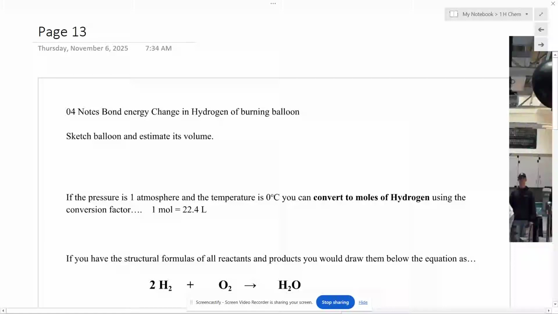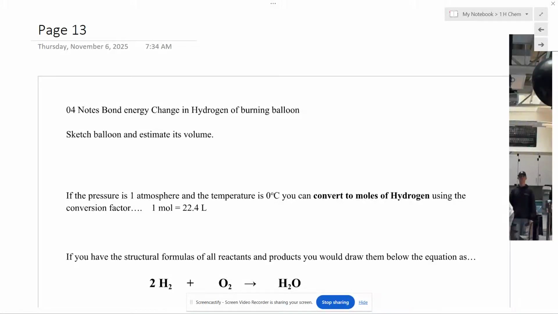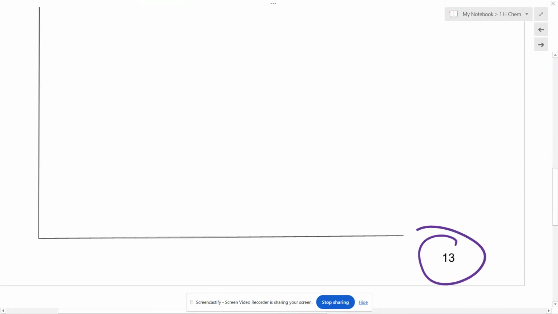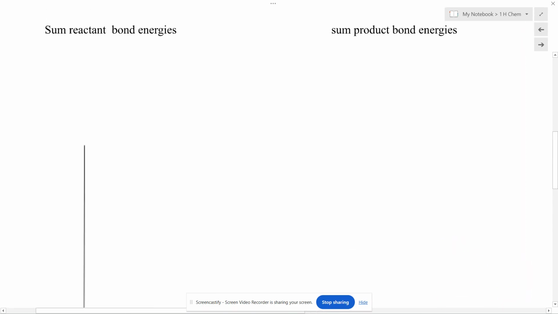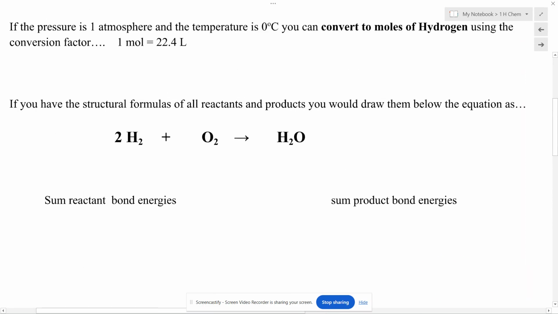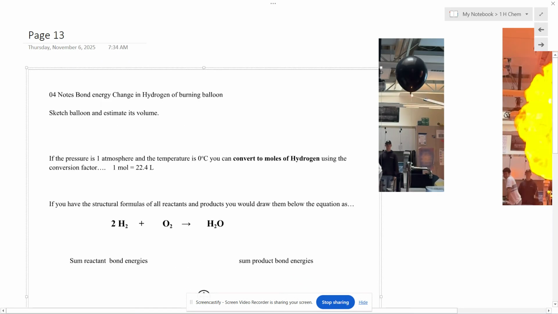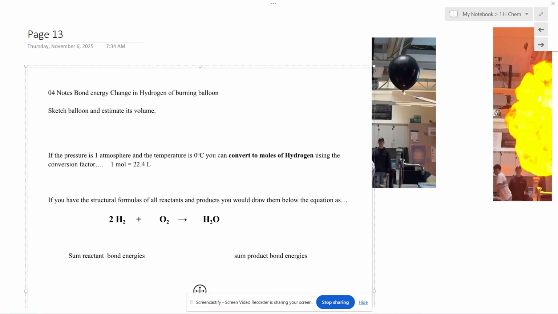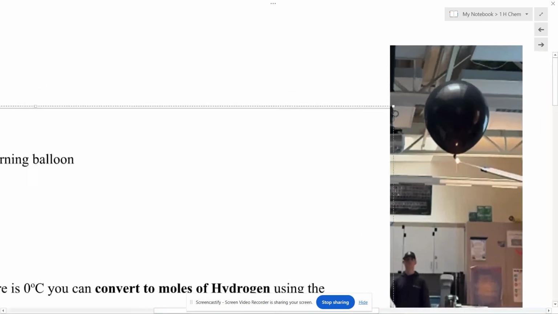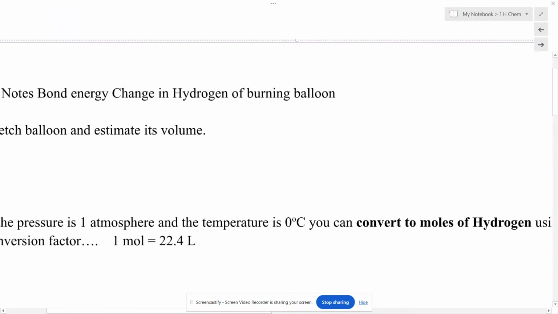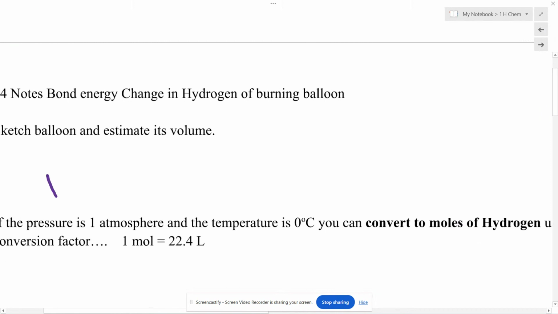So here we are. You are on page 13. Turn to page 13 of your work packet if you're not already there. Page 13. And on page 13, we are looking at this reaction. So here we see a balloon filled with a flammable gas. Now, it says here to make a sketch of that balloon and estimate its volume.